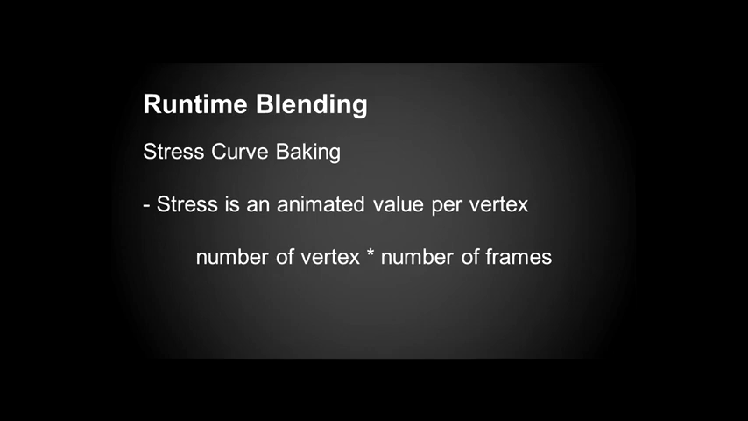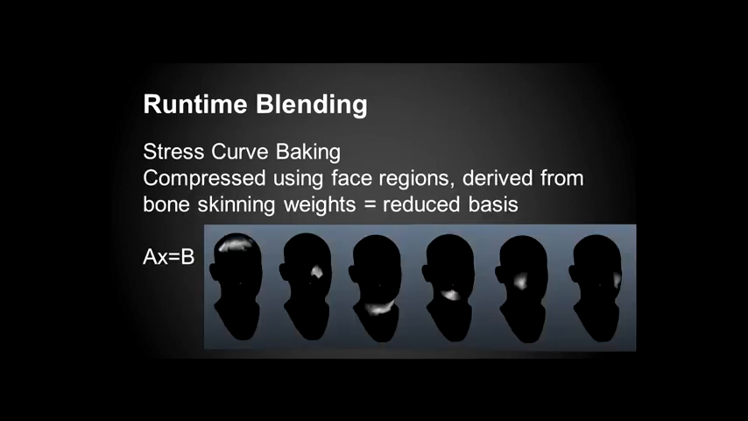This has the advantage that you can double check your stress before playing back the animation. You can even tweak it. But if you store all the values, it means you're going to store one stress value per vertex per frame of the animation. So that's too much data. So you need to compress that. You can do that with reduced basis.